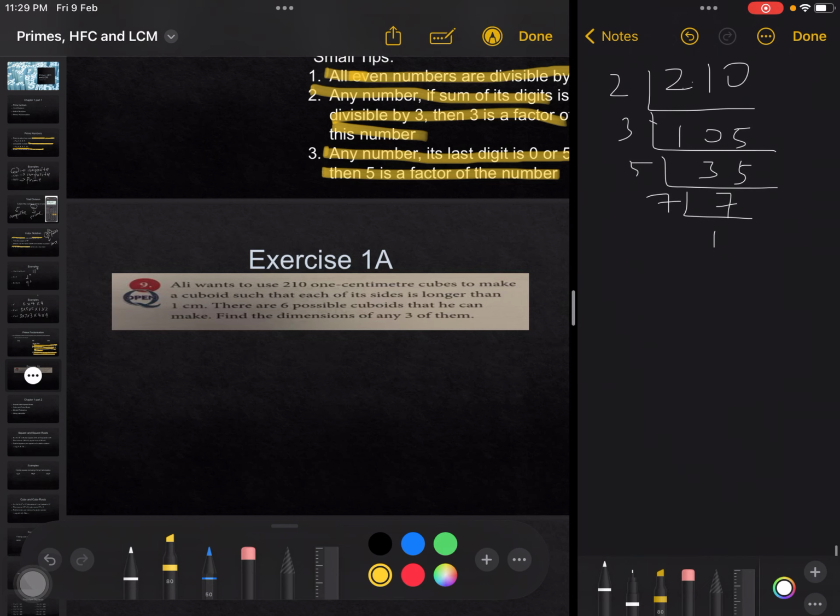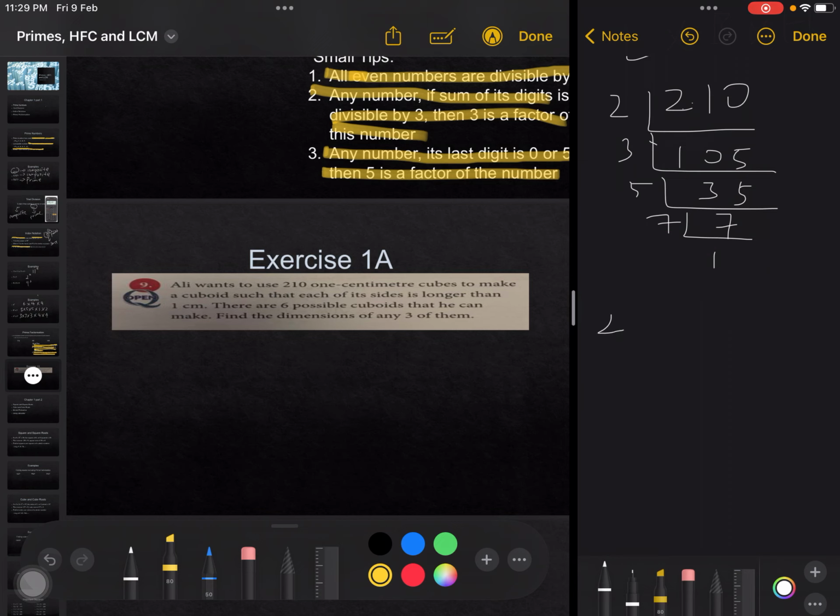Okay, so from here we know that 210. Okay, sorry, I'm using a very cheapskate homemade Apple pencil. Next time I can show you all what's the pencil that I'm actually using. Okay, 210 equals 2 times 3 times 5 times 7. So very simple. They say find the dimension of any 3 of them.